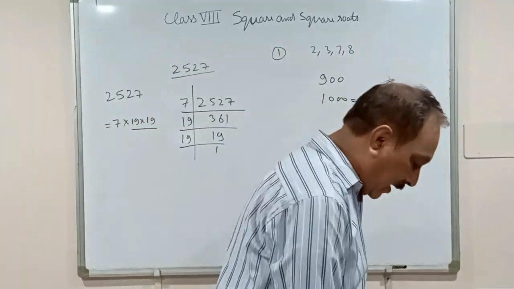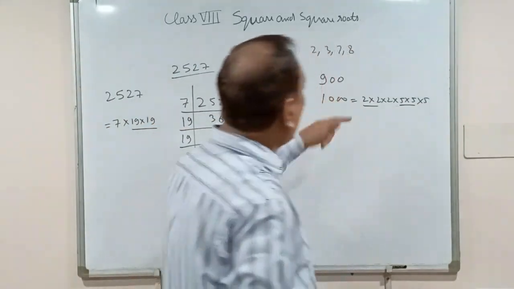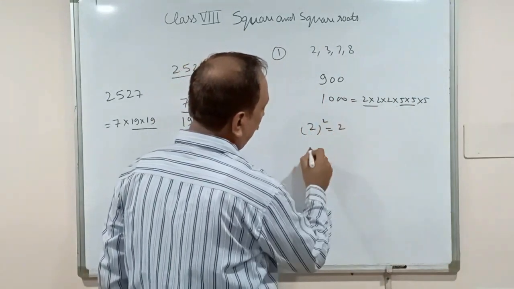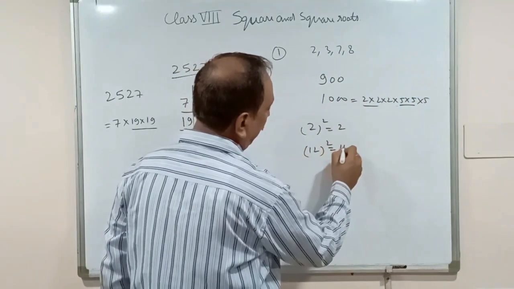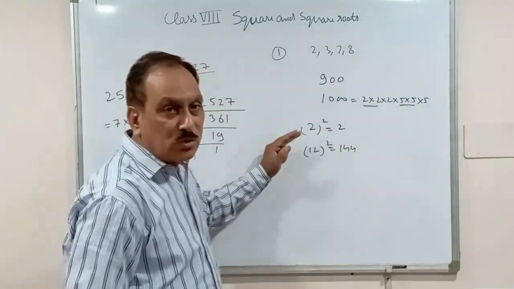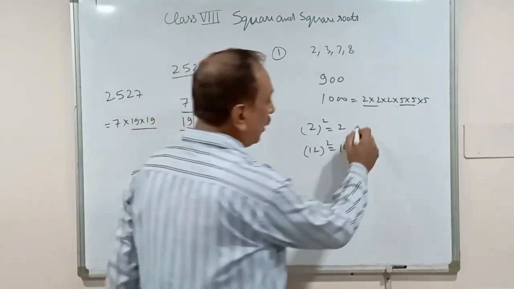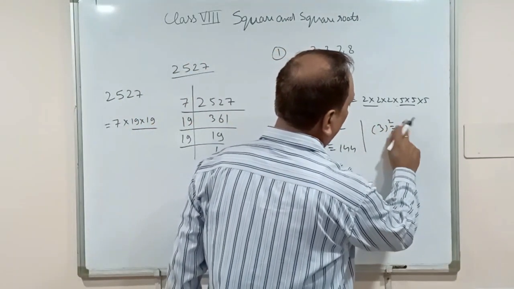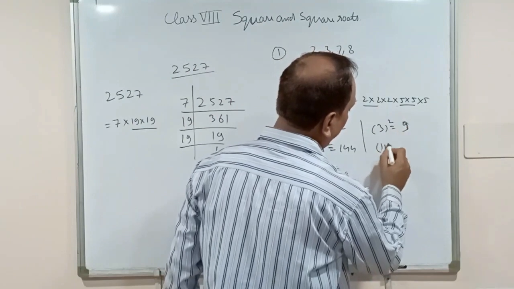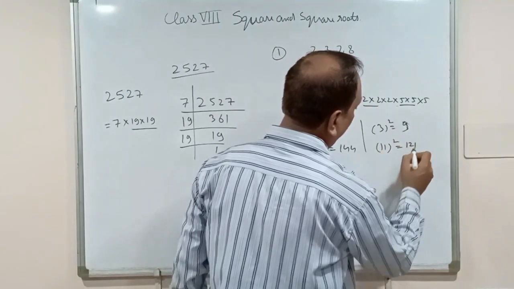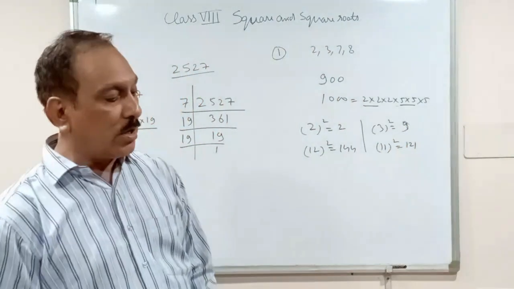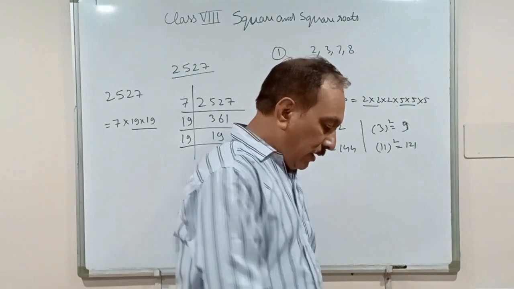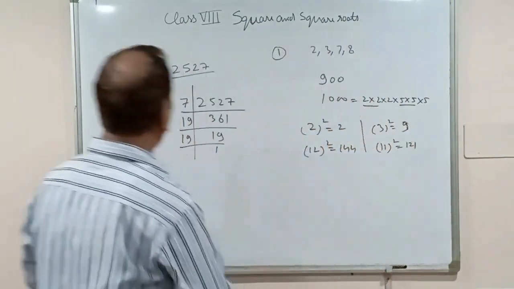Next, square of any even number. कोई भी इवन नंबर है, उसका स्क्वायर हमेशा इवन नंबर होगा, और ऑड नंबर का स्क्वायर हमेशा ऑड नंबर होगा. ओके.